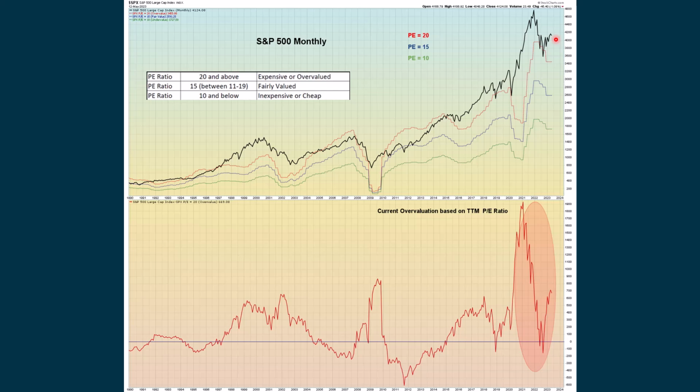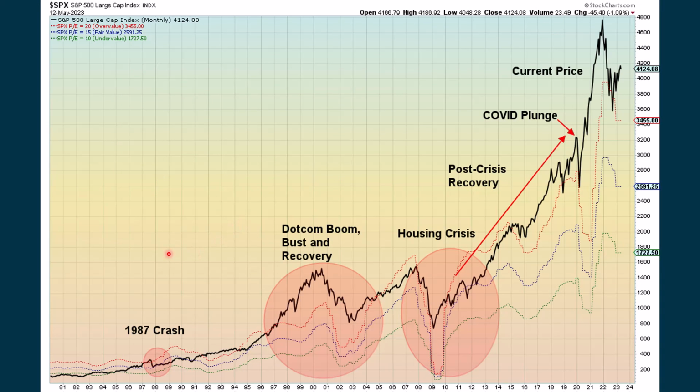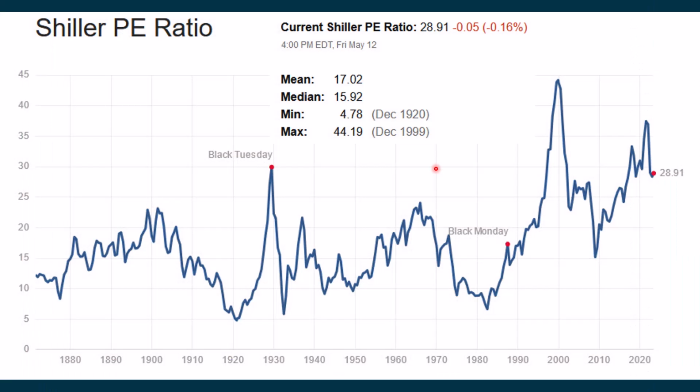so that we know on a historical basis how the market is valued. This is another chart going back to 1980, just showing different major events in the market and what the valuations were at that time.